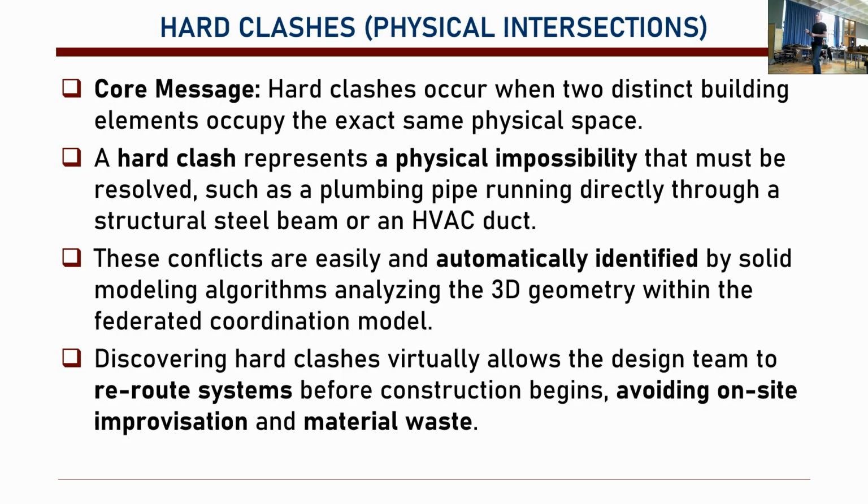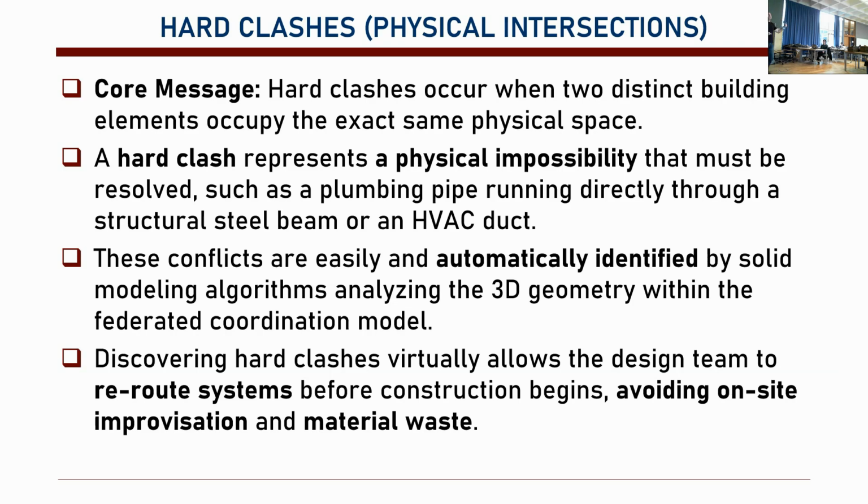So, what is a hard clash? Hard clash is simply two distinct building elements that are in the same place at the same time. You know, from physics, right? Two things cannot be at the same place at the same time. So you cannot have a column and a pipe at the same 3D location. So what do you need? We have to remove that.